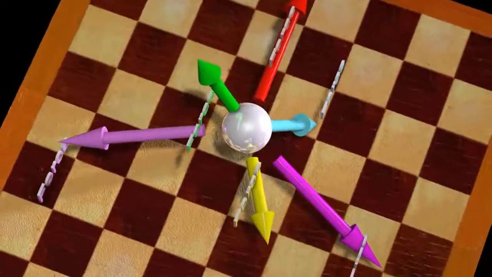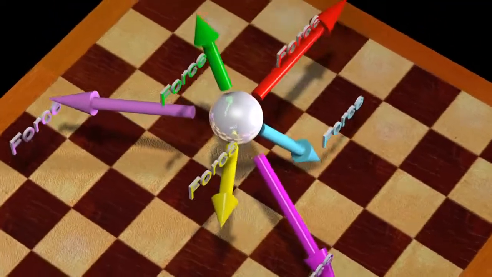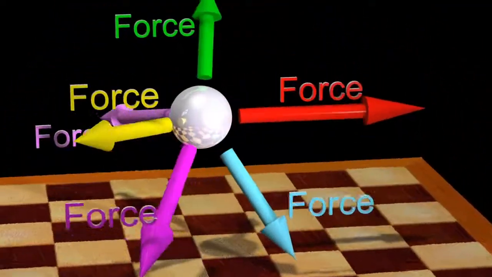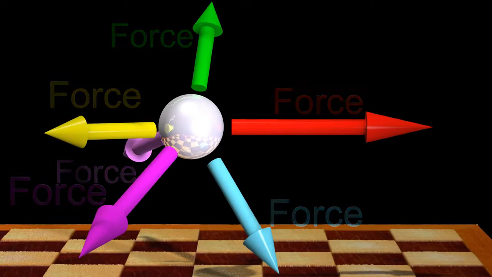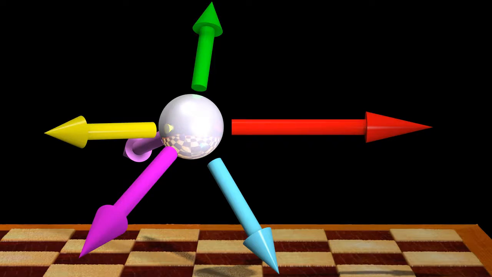If an object experiences several forces at the same time, then the result is the same as if the object experienced just a single force that is represented by all the arrows added together.